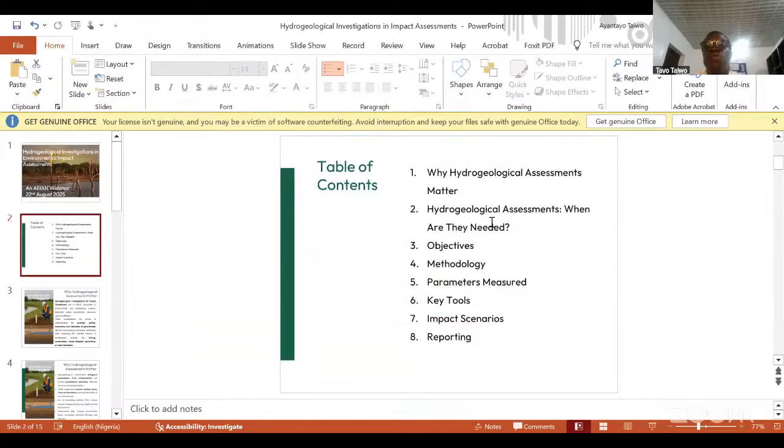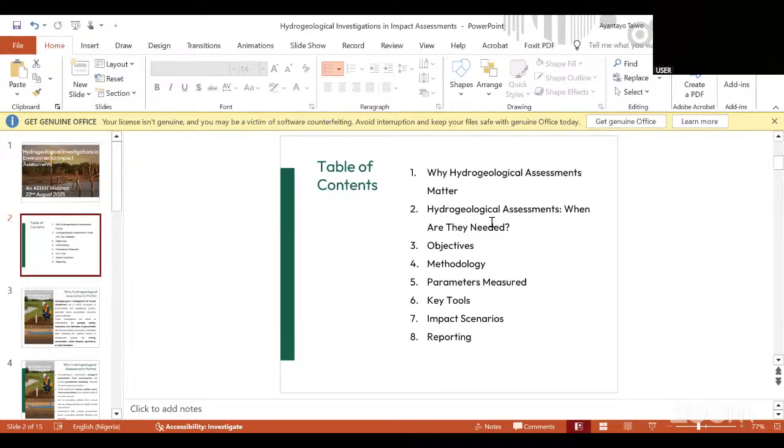The way we're going to be following it is this. What is hydrogeological assessment? Why does it matter? And when are they needed? What are the objectives of hydrogeological investigations? What is the methodology? What are the parameters that are measured? What are the key tools? And what are the impact scenarios? And thereafter, we have reporting.